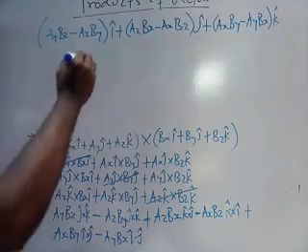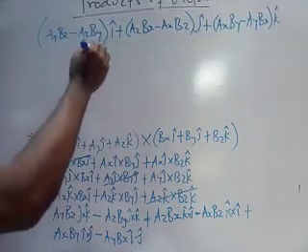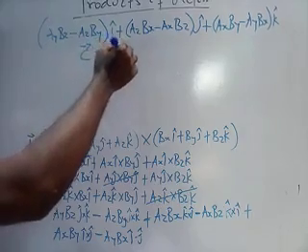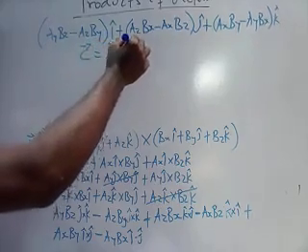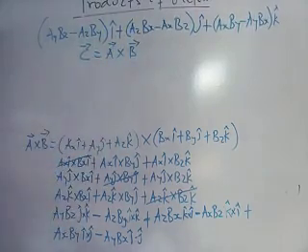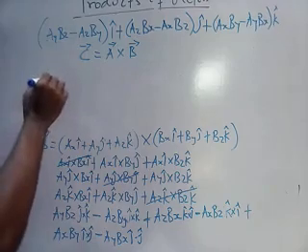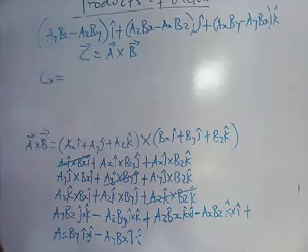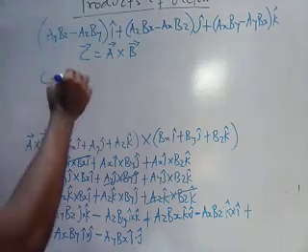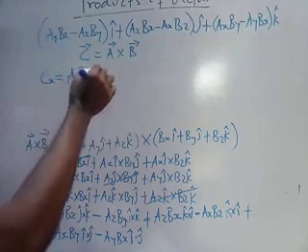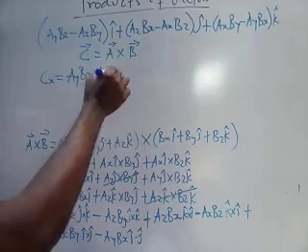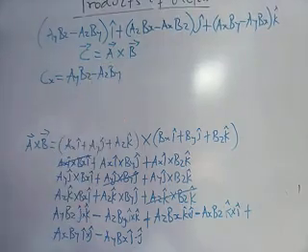So if vector C is the vector product of vector A and vector B, the component Cx will be this, which is what? AYBZ minus AZBY. You already know what the rest will be.